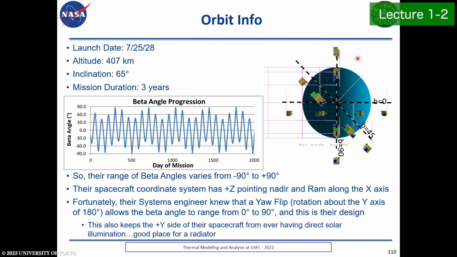So this was the launch date, the altitude. You can see the beta angle progression for different days of the mission. So we do go all the way -90 to +90 and do the yaw flip, so we don't get any direct solar. So that keeps one side of the spacecraft nice and cold for us. That's where we'll put our radiator.